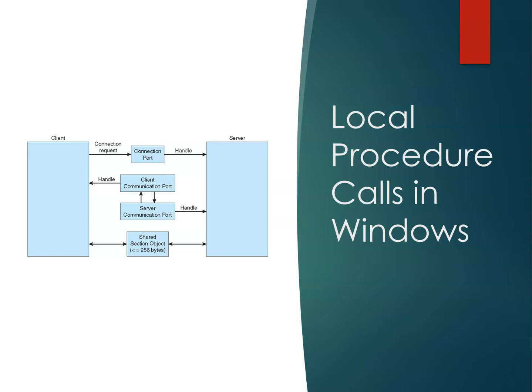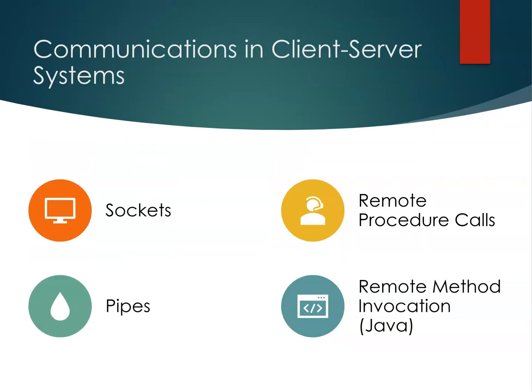We also get our client communication port and a server which talks to a server communication port, and they talk to each client and server. And then there's a shared section object, which is less than 256 bytes. Okay. So communications in client-server systems are handled by a couple different methods.